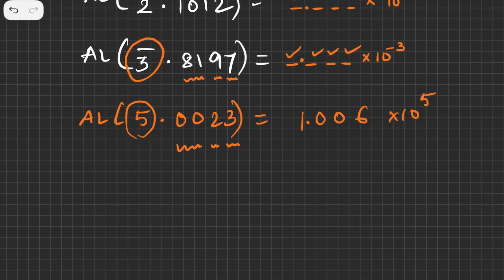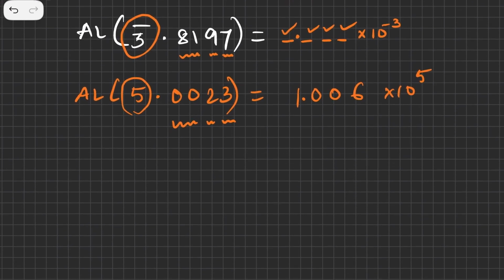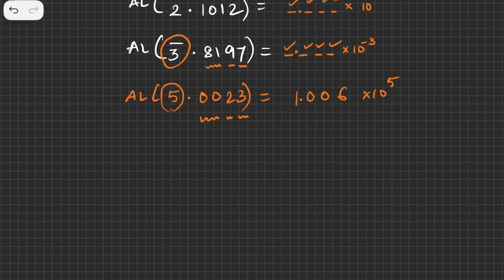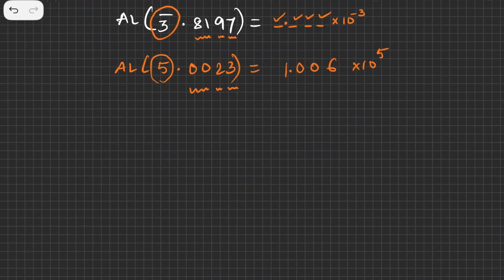In the coming videos, we are going to see the rules of logarithm and how to calculate certain numericals using log and antilog. Thank you so much.